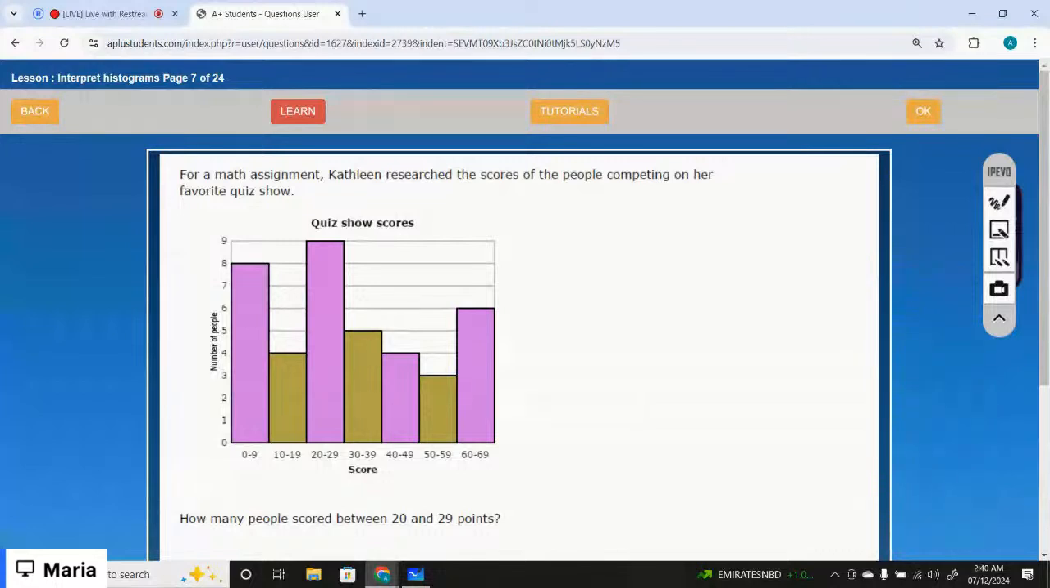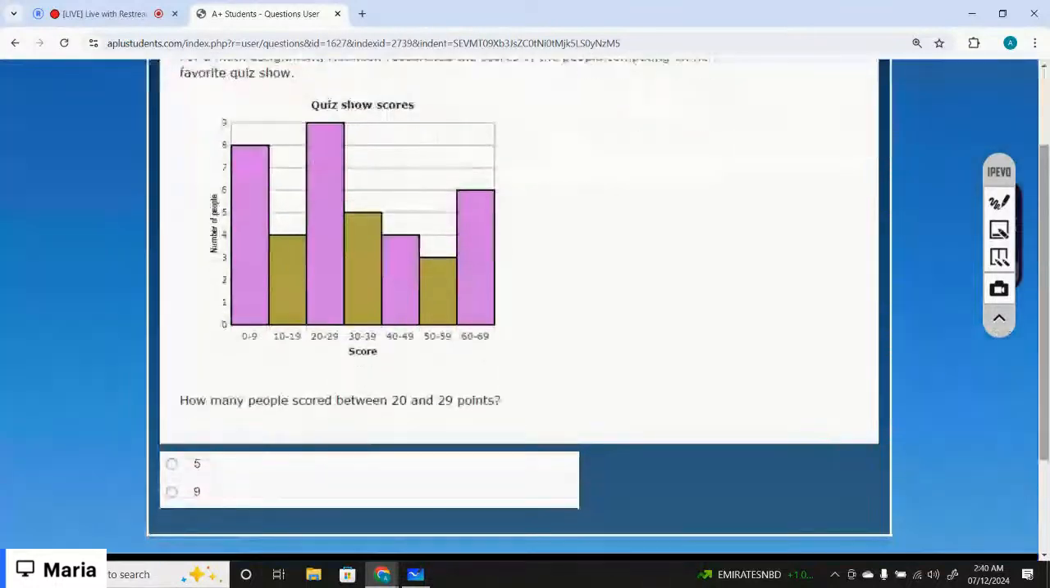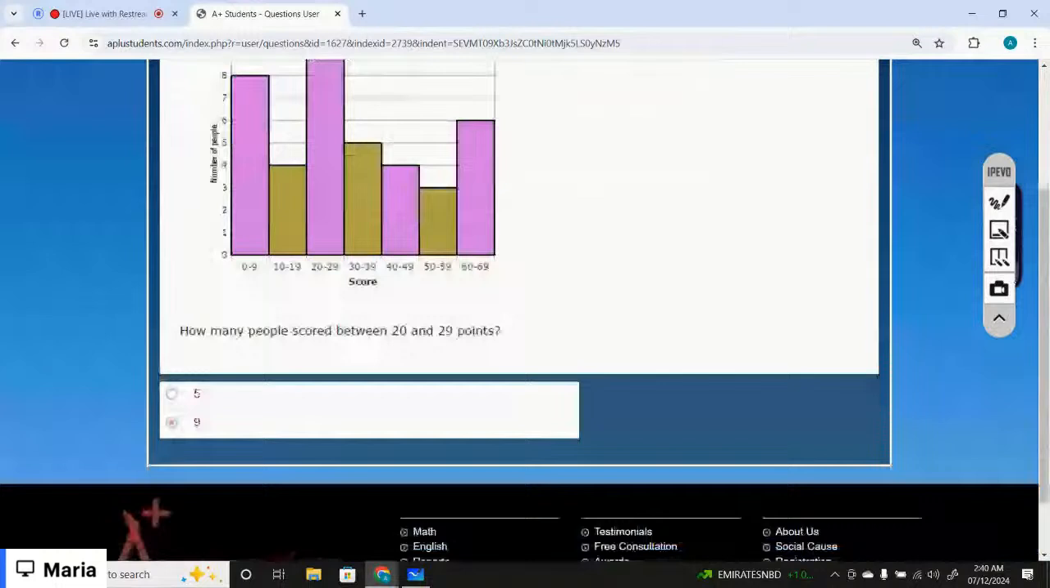For a math assignment, Kathleen researched the scores of the people competing on her favorite quiz show. How many people scored between 20 and 29 points? That is 9. Option number 2 is the correct option.